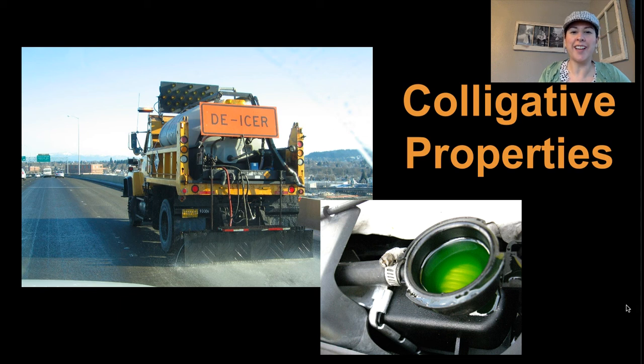Why do we use de-icer to keep our roads from icing up or antifreeze to keep our engines healthy in our car? The reason is because of colligative properties. And so today we're going to find out why we use salt or de-icer to melt ice and what actually happens with that. So grab a place to take your notes and let's get started.